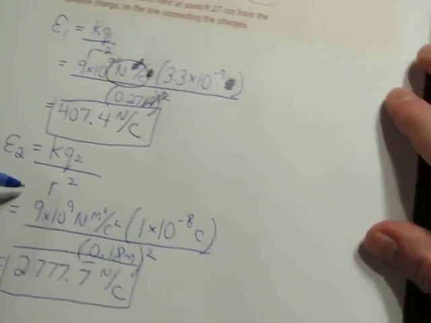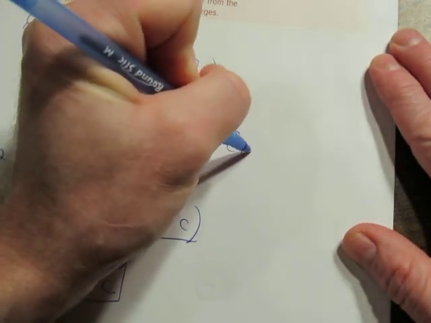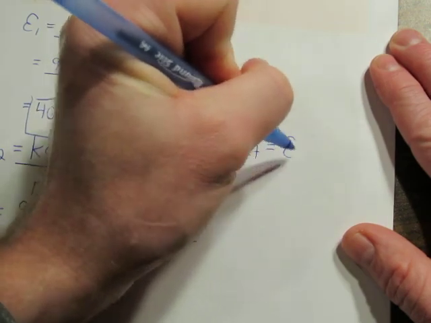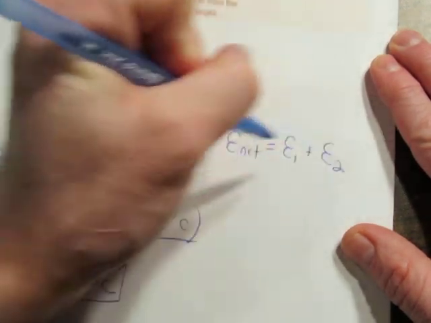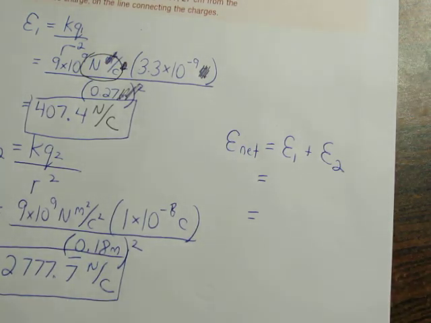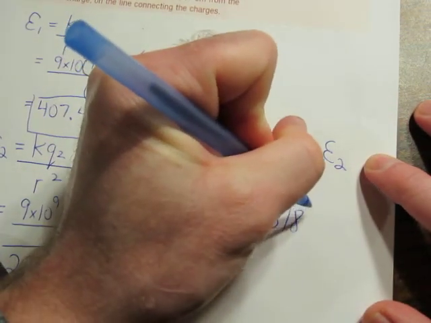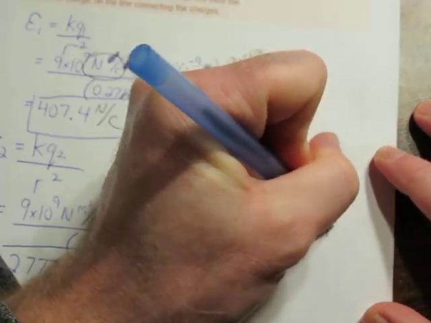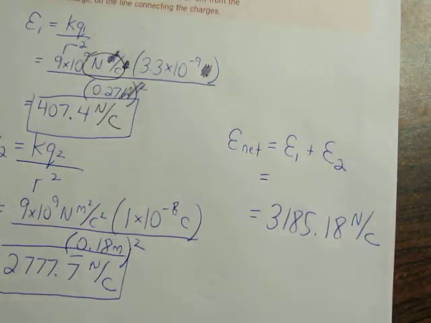So in the end, if you're going to do a net electric field, it's electric field 1 plus electric field 2. Write in your substitution line, which I'll skip just for the sake of taking out my calculator and finishing this calculation. So the final value here is going to come out to 3,185.18 newtons per coulomb, and then the book will round that to whatever value they said in the end.